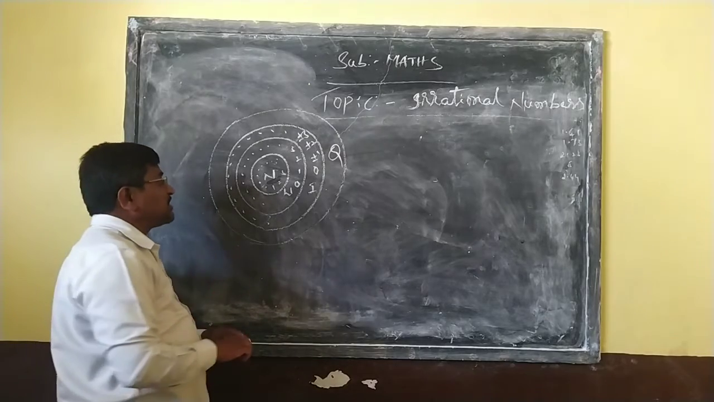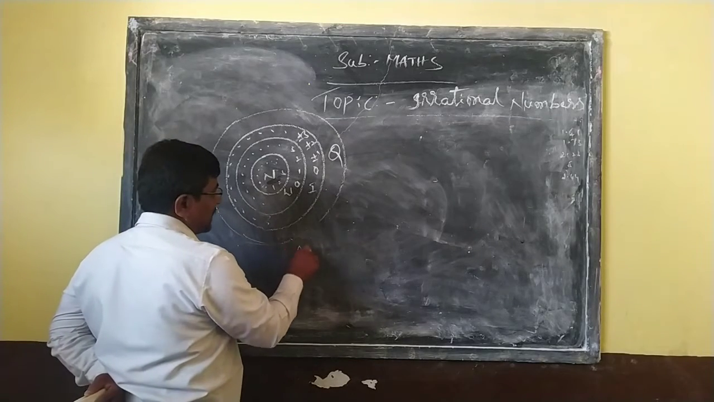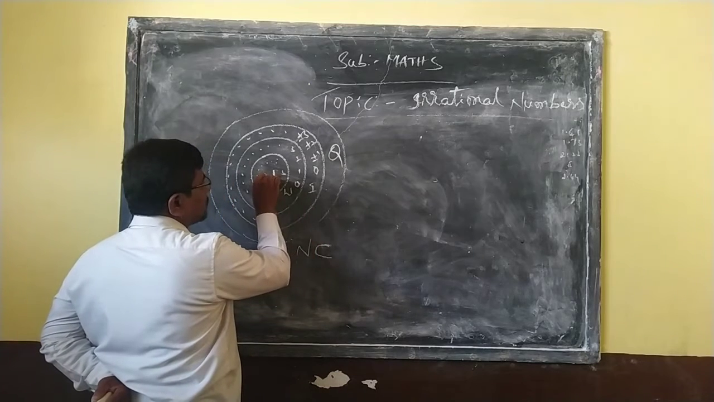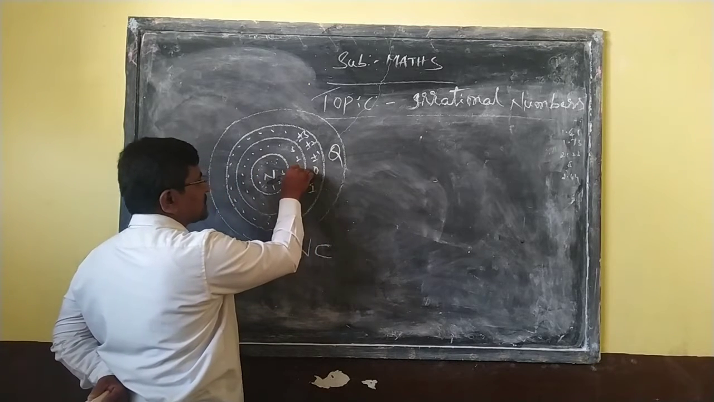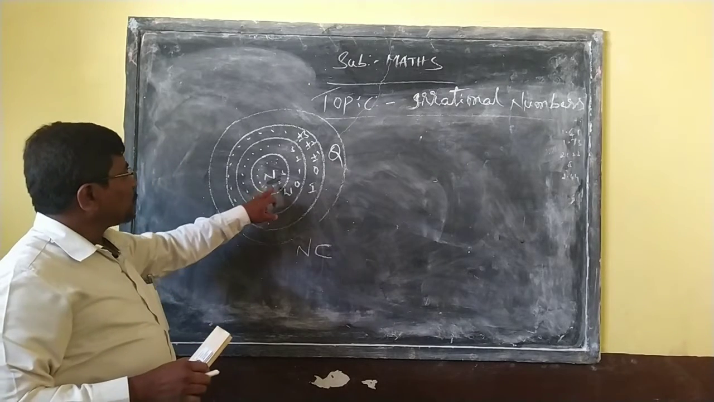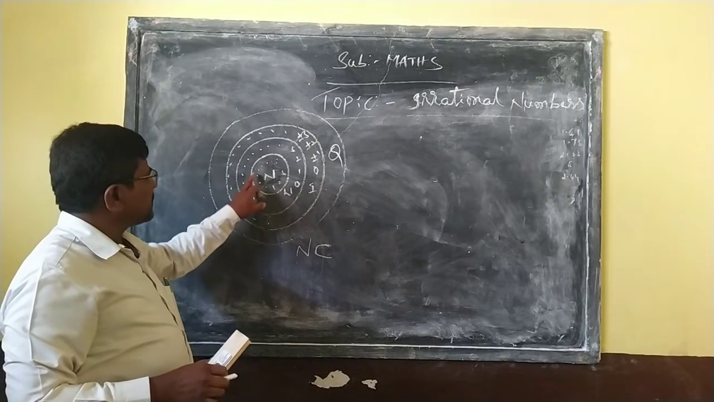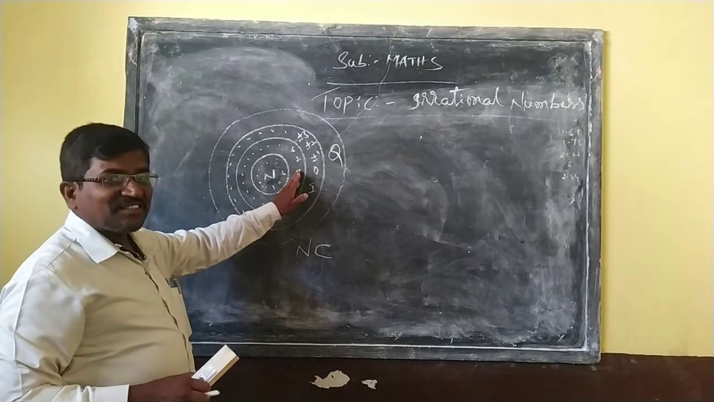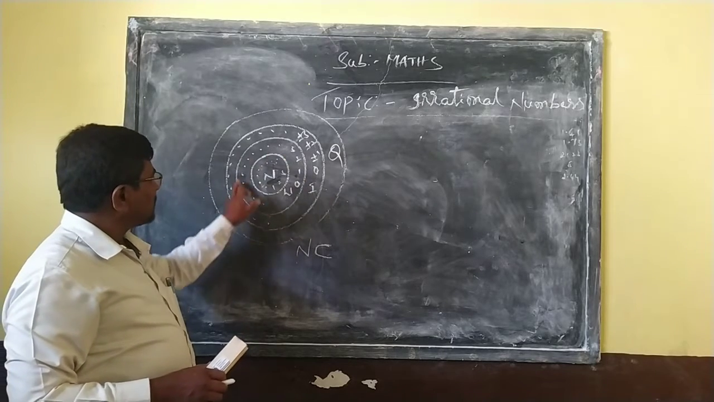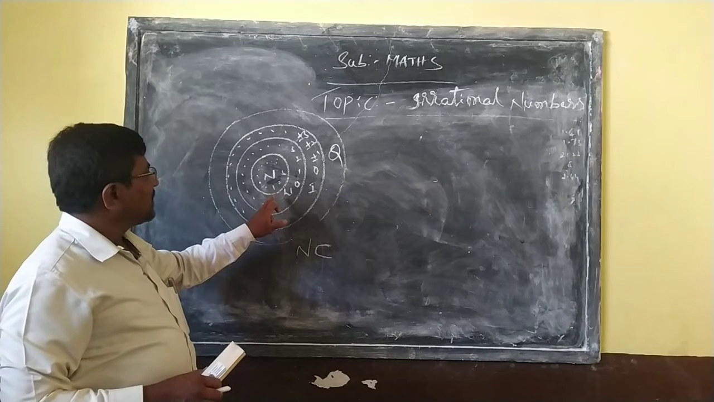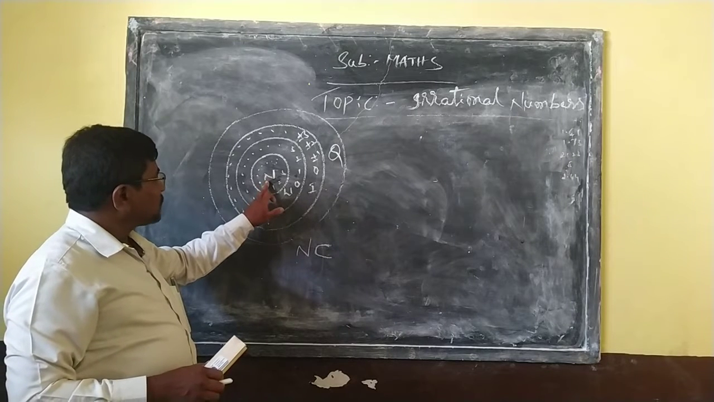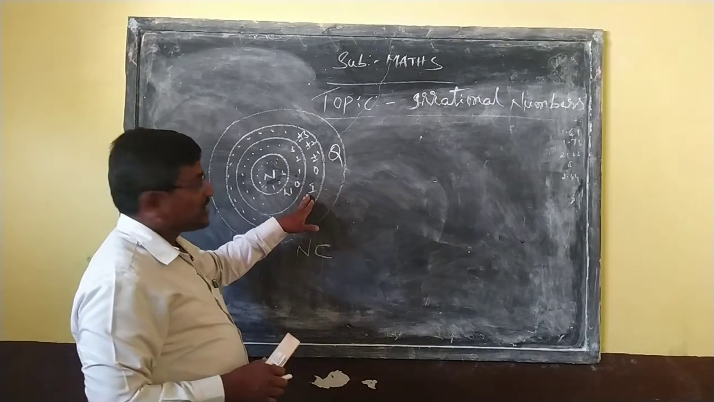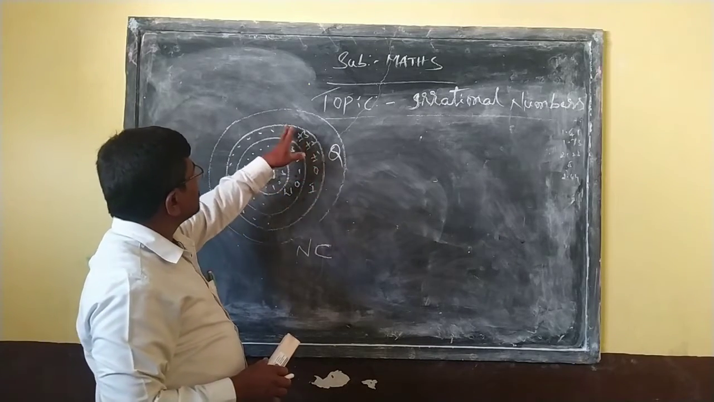That means here one relation is there. See the symbol, contained. All natural numbers are in whole numbers. Yes or no students? Clear? 1, 2, 3, 4, 5, many numbers are there, and these numbers are in whole numbers: 0, 1, 2, 3. Clear? Then natural numbers and whole numbers are in integers: 0, plus or minus 1, plus or minus 2 and so on.